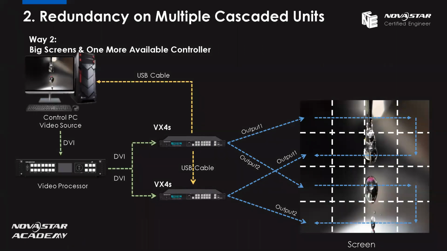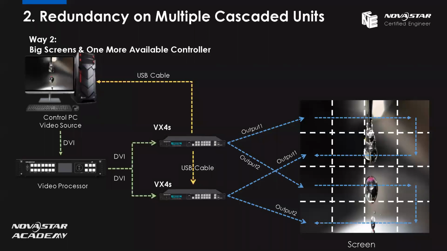So it means that we have a big screen, or we have bigger screens, and the screen is too big, and on one controller we don't have any available ports, so we have to add one more controller, just like this structure. So we have 2 VX4Ss, and I'm just using 2 ports. Actually, there are 4, but I'm just trying to demonstrate this structure.